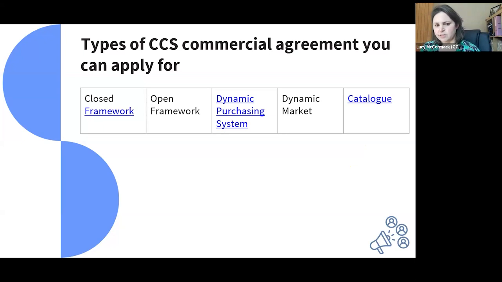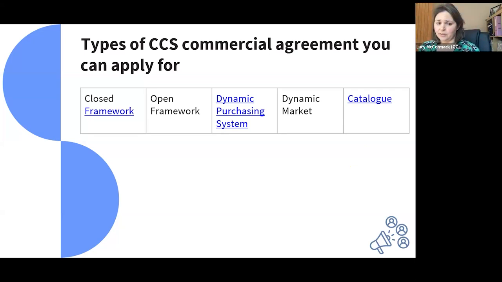Dynamic purchasing systems are deemed to be particularly SME friendly. And this is because suppliers only have to answer backward-looking questions about their past experience and not the forward-looking questions that would need to be answered when you apply for a framework. So you're not answering the award criteria questions when applying for a dynamic purchasing system. And crucially, suppliers can apply to join a DPS at any time during its lifetime, unlike the closed frameworks.